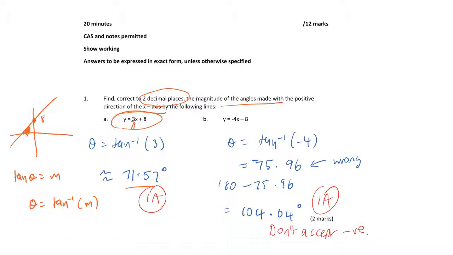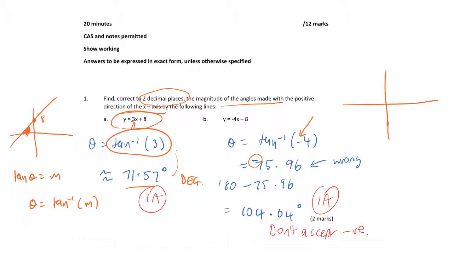Here we know the gradient has to be 3, so do inverse tan of 3, throw it in the calculator, make sure you're in degrees mode, and you get the answer 71.57 degrees. You can't go wrong. Well, you can go wrong, because in part B there's a little trick awaiting you. If you put the negative 4 in there, you're going to get a negative answer here. But what's that look like? Let's draw a sketch and see what's happening here.